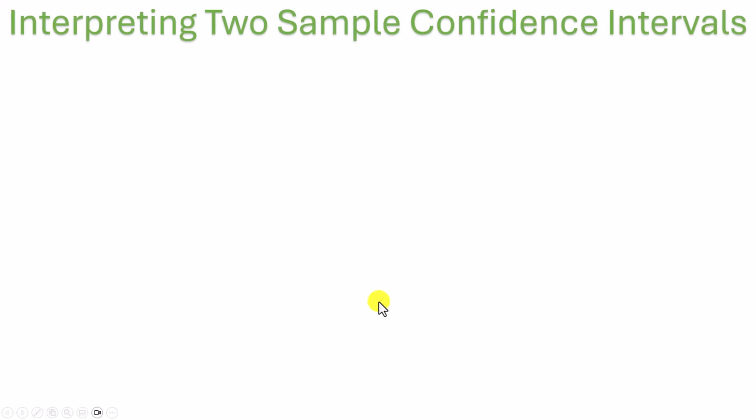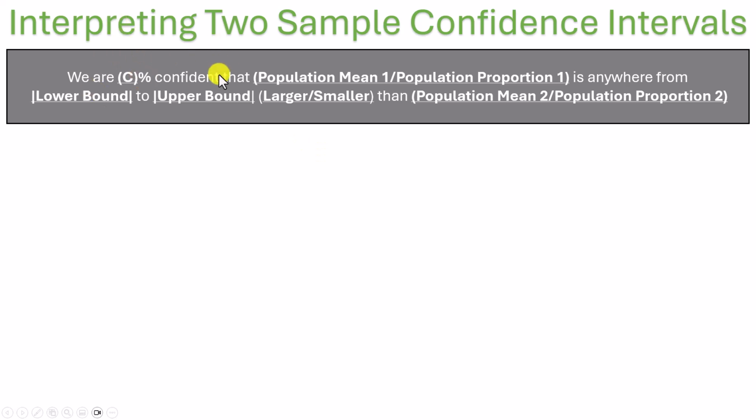Now, we've done one sample confidence intervals in a separate chapter, and I have my own separate confidence interval interpretation specifically for the two sample confidence intervals. So here it is. It says we are C% confident that either population mean 1 or population proportion 1 is anywhere from the absolute value or positive version of the lower bound to the absolute value or positive version of the upper bound, either larger or smaller than the population mean number 2 or population proportion number 2. Note that I've written this in general to work for either proportions or means, and we will cover the confidence interval for two means in a separate video.